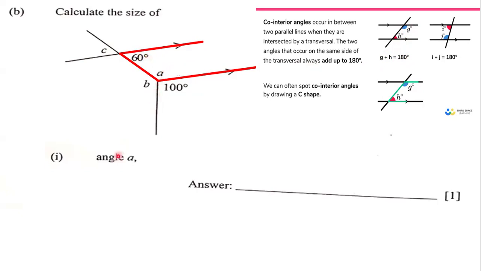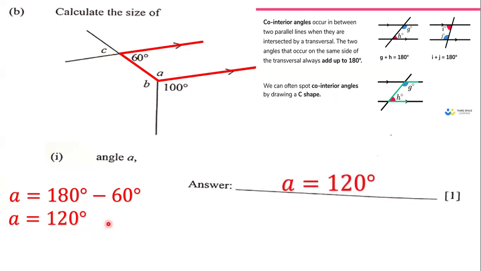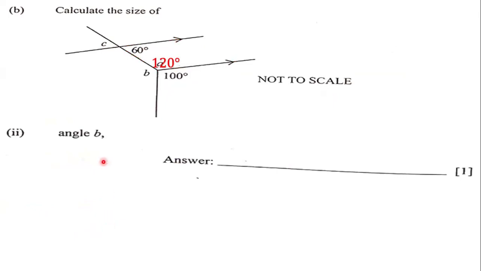If we want to determine the size of angle A, we need to subtract. We need to take 180 minus 60. And what does that give us? That gives us 120. And so the size of angle A is going to be equal to 120 degrees. Next, our goal is to determine the size of angle B.